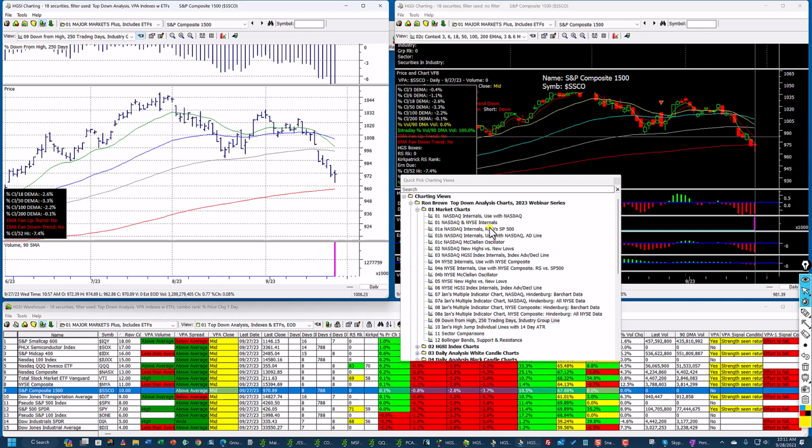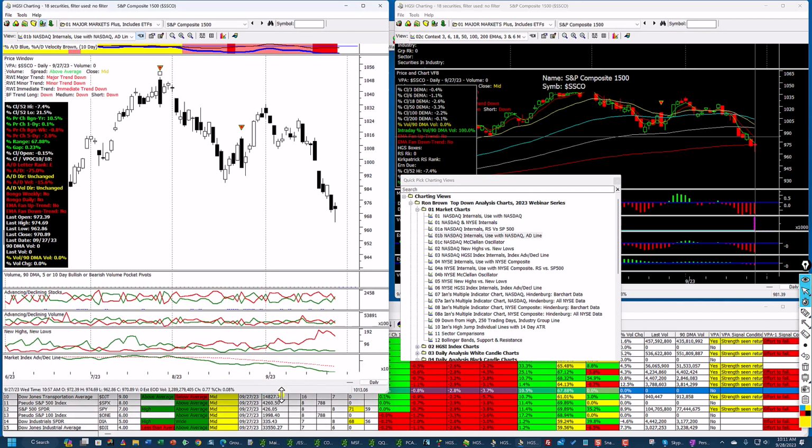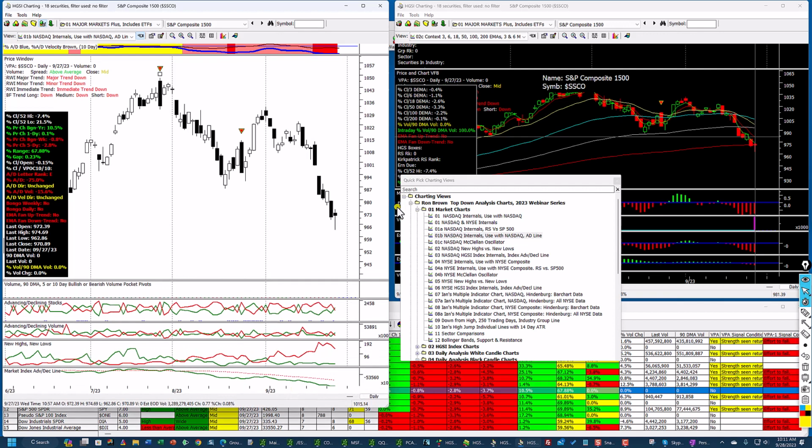Okay, now I'm going to go look at the NASDAQ. This is what I do every morning when I send out that email, and I'm going to look at the version with the AD line. Happens to be over here in this window, and this is what I'm looking at every day.